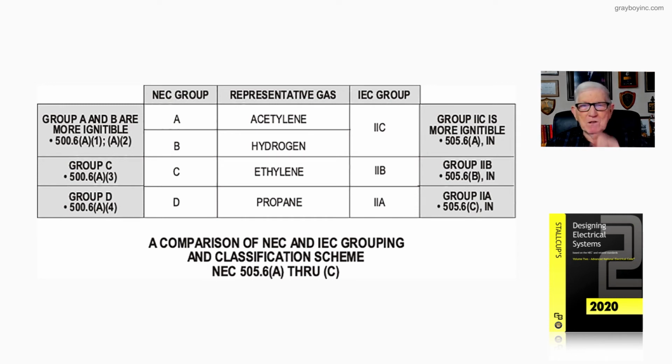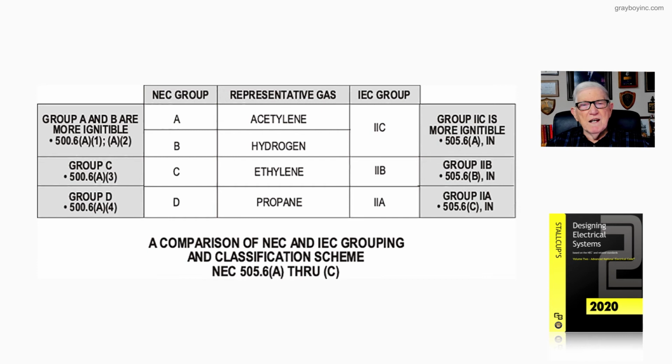And then, of course, when you look at group A and B, they are more ignitable. And, of course, this is explained in 500.6A1 and A2 of the NEC. But when you go over to the group in the 2C, it's more ignitable in accordance with 505.6A and the informational note, giving you a lot more information.